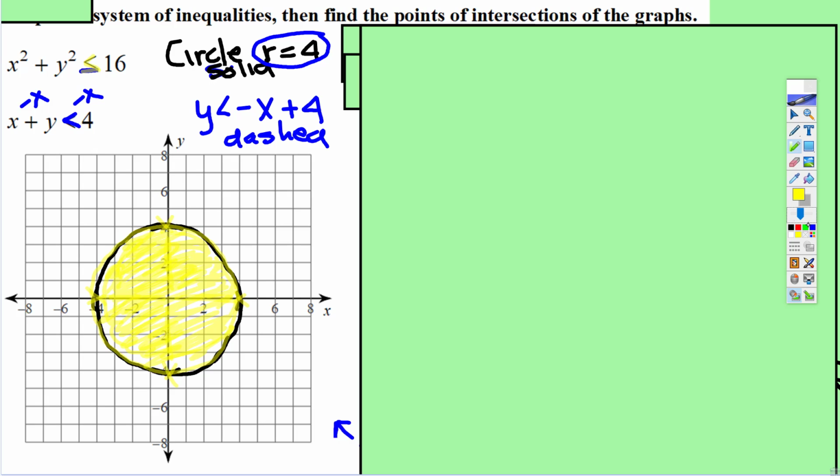All right, let's draw the next one. This now says y is less than negative x plus 4, and we're going to use a dashed line. We start right up there at 4, and there's our dashed line. Now, this says y is less than, so in a different color I'm going to look up here on the y-axis. Where is the y value less than 4? Down here, and down everywhere underneath.